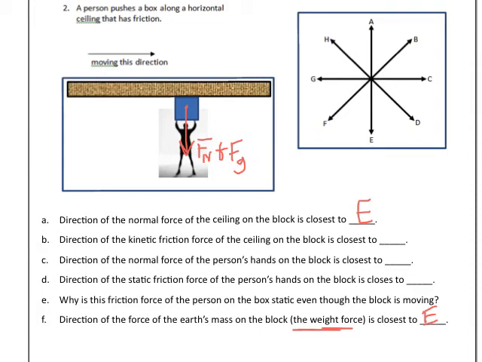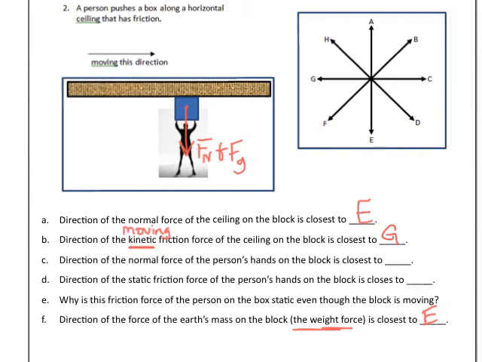Okay. The second question asks you for the direction. This is a word, kinetic. We're looking ahead a little bit, but kinetic means moving. But it's still friction, so don't let the extra word throw you off right now. So which way would friction be? Yeah. See where it says moving this direction? Friction's going to be opposite to that. Okay. So it's going to be G.